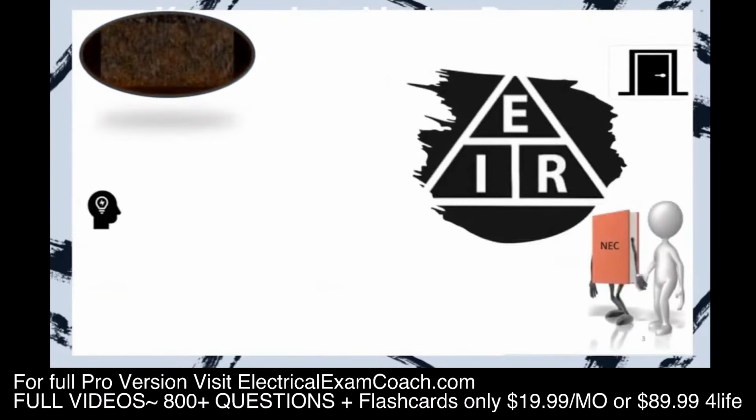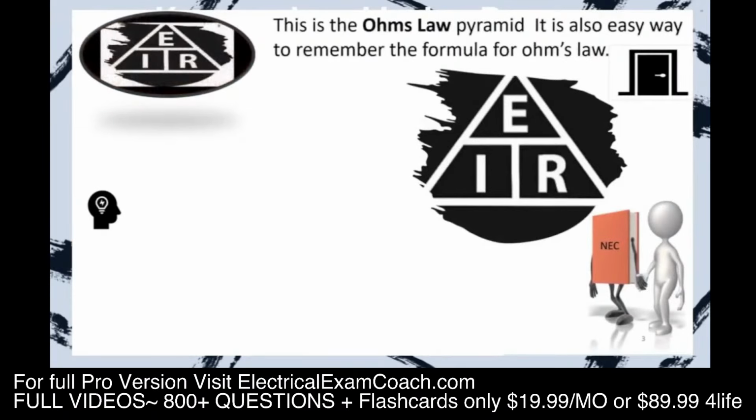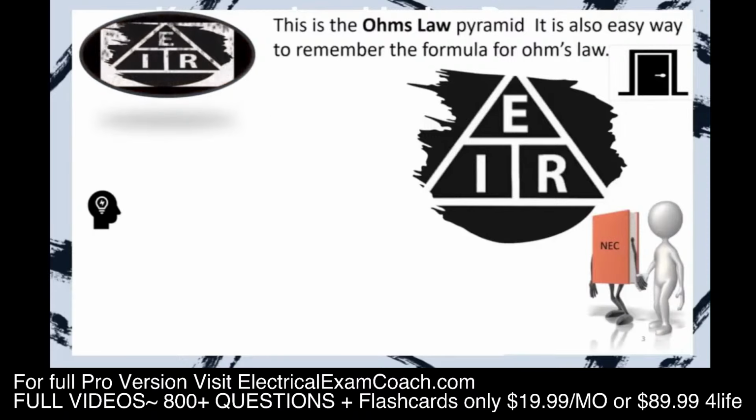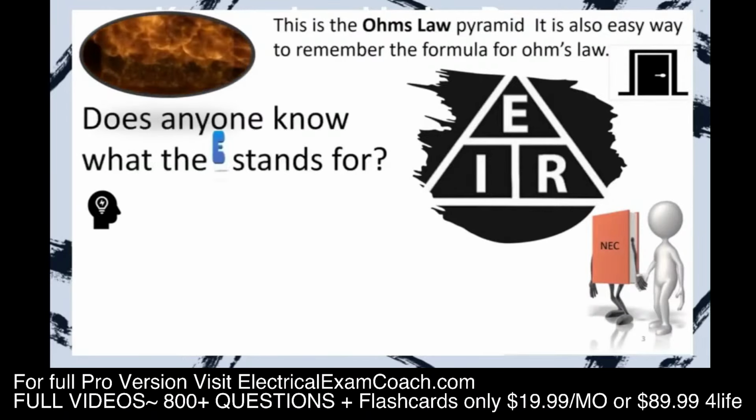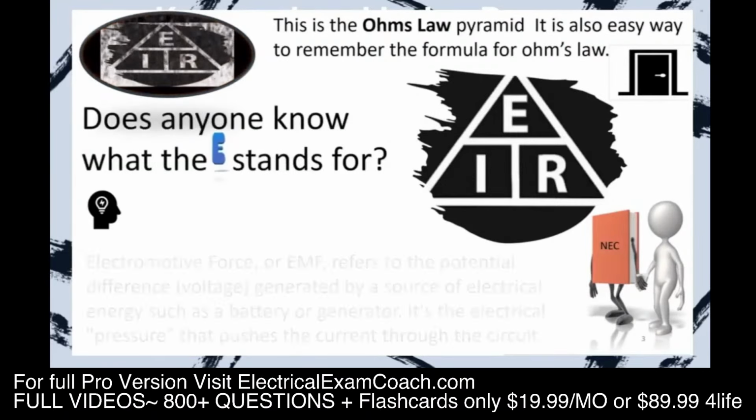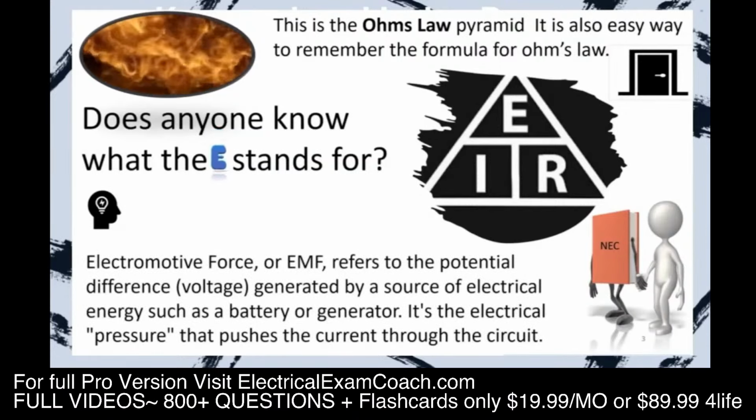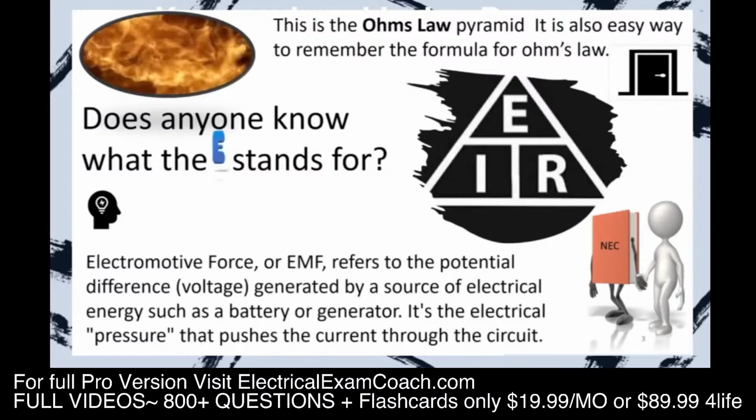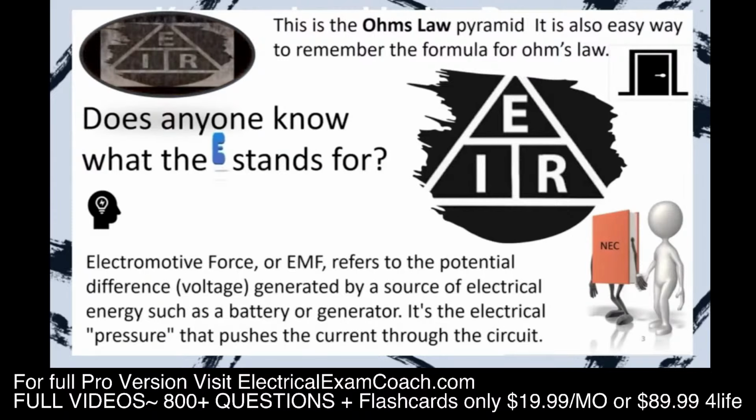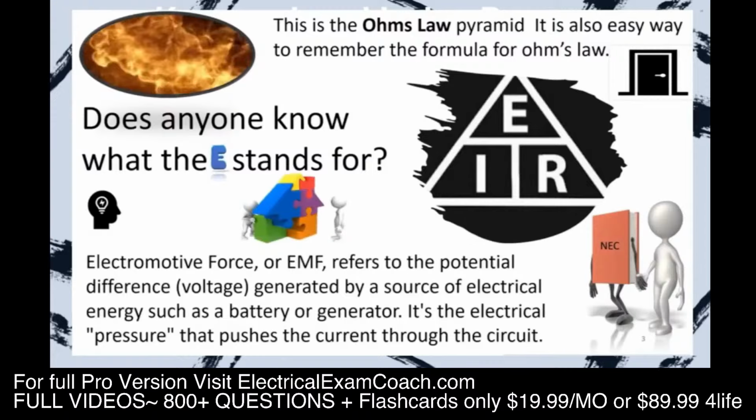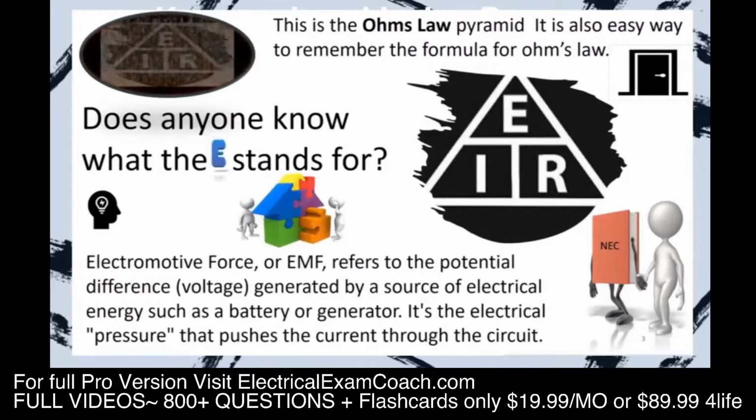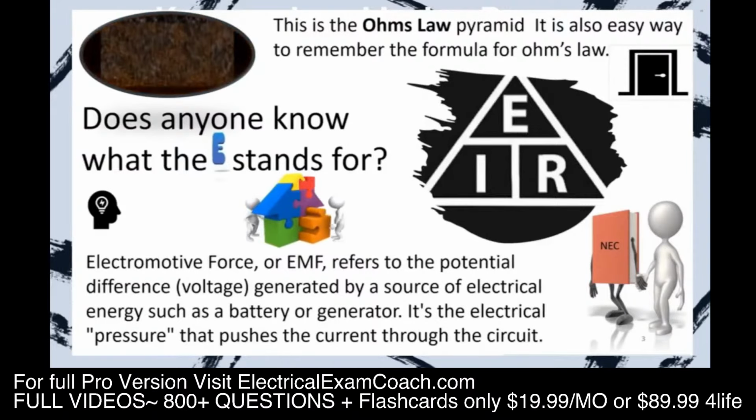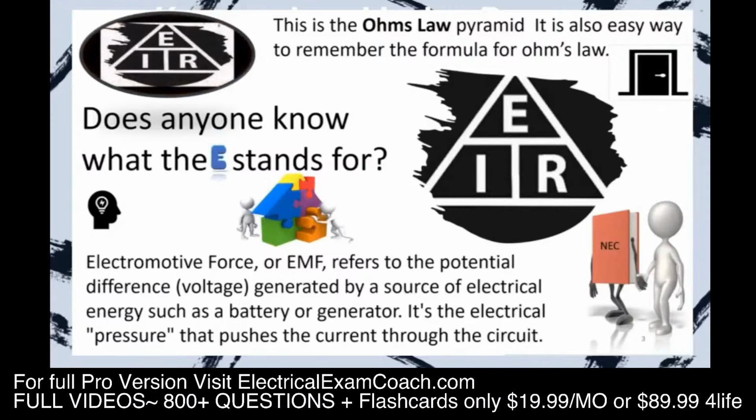This picture I keep showing you is the Ohm's Law pyramid. It's also an easy way to remember the Ohm's Law formula. Does anyone know what the E stands for? That's right, it's electromotive force. It refers to the potential difference generated by a source of electrical energy, such as a battery or generator. It's the electrical pressure that pushes or pulls the electrons through the circuit. And just remember, when you're dealing with this Ohm's Law pyramid, that the E stands for voltage.